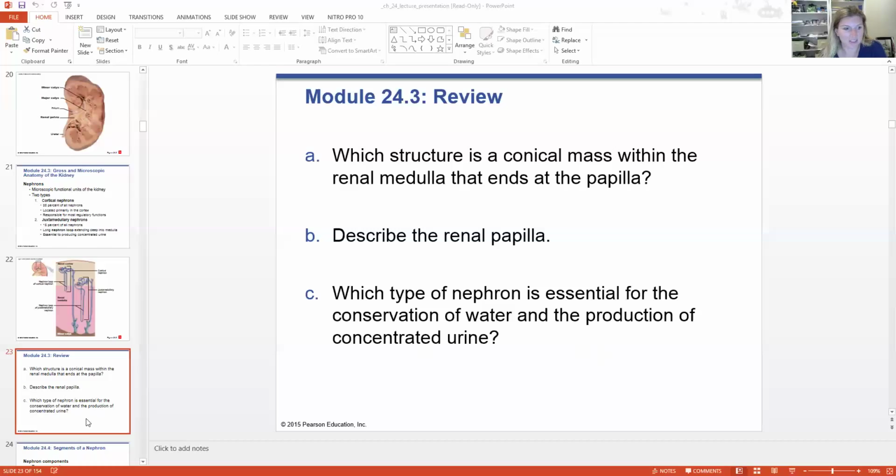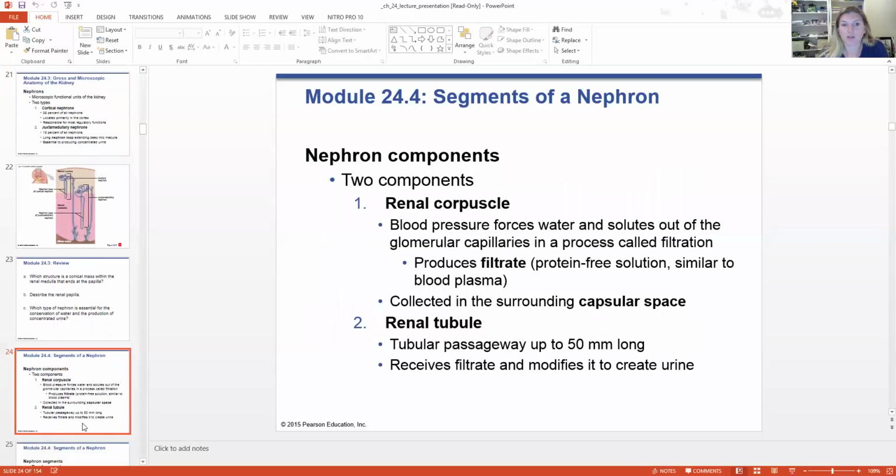We're going to continue with our description and review of renal physiology and anatomy. We were just talking about kidney structure. Now we're going to start talking more specifically about the structure of a nephron and how they're put together. So let me switch over to this screen. That's where we left off. Let's talk about the components of our nephron.